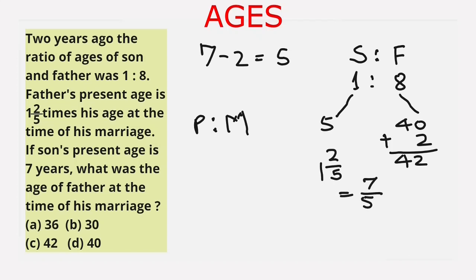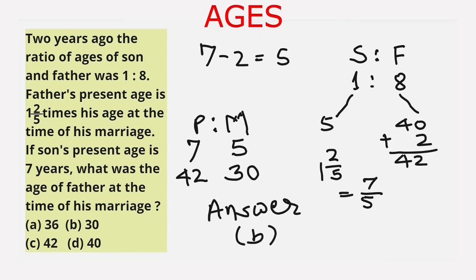It means that if the present age is 7, then at the time of his marriage it was 5, but the present age is 42. Then what should be the age at the time of marriage? If 7 equals 42, it means that 1 equals 6 and 5 equals 30. Thus the age at the time of father's marriage was 30. And from the given options, our answer is option B. The age at the time of marriage was 30. I hope you have understood the method of solving this question. We go to the next question.